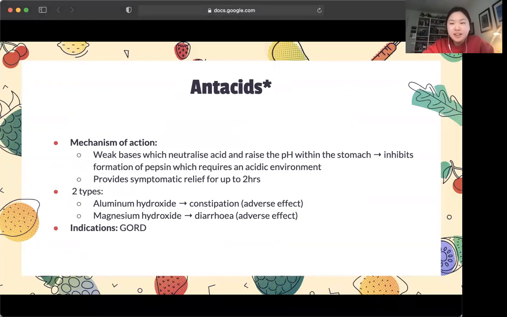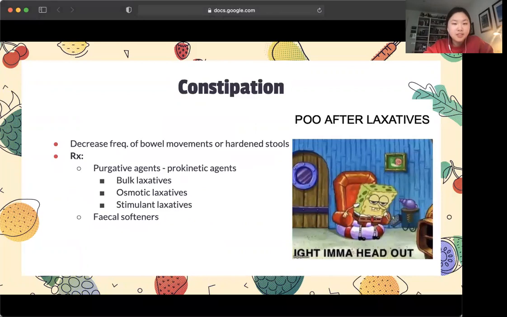Antacids, basically kind of in the name, it's a weak base which neutralizes the acid and raises the pH within the stomach. Therefore, it's going to provide symptomatic relief for up to 2 hours. Indications, GORD. Constipation, Jesus Christ. Okay, guys.